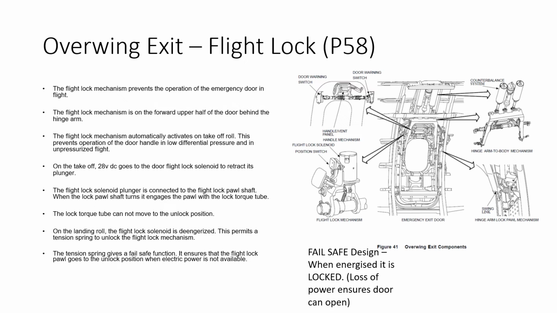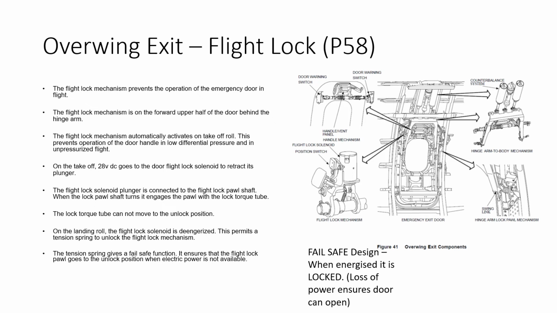So the flight lock mechanism is on the forward upper half of the door, just behind the hinge arm. The flight lock mechanism automatically activates during takeoff. This prevents operation of the door handle in low differential pressure and in unpressurized flight. On the takeoff, 28-volt DC goes to the door flight lock solenoid, and it gets energized, and that retracts its plunger. The flight lock solenoid plunger is connected to the flight lock pull shaft, and when the pull shaft turns, it engages in the pull with the locking torque tube. The lock torque tube cannot move out to the unlock position until it's unlocked.